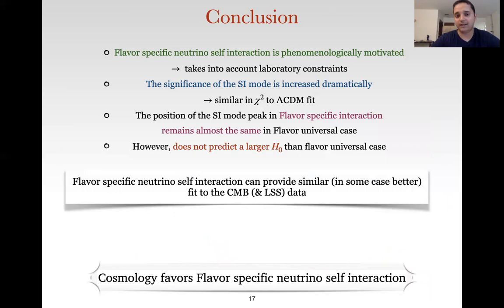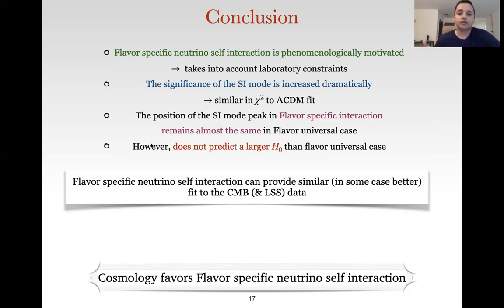So the main point here is that the flavor-specific neutrino self-interaction is phenomenologically motivated. It takes the laboratory constraints into account and then does the analysis in cosmology. And the interesting thing is that the significance of the SI mode peak is increased dramatically when you go from the flavor universal to the flavor-specific case. It is sometimes similar in chi-square to the lambda CDM fit. However, the position of the SI mode peak in the flavor-specific neutrino interaction does not change from the flavor universal case. So that's why the band that we have shown in the phenomenology plots will not change much after this study.